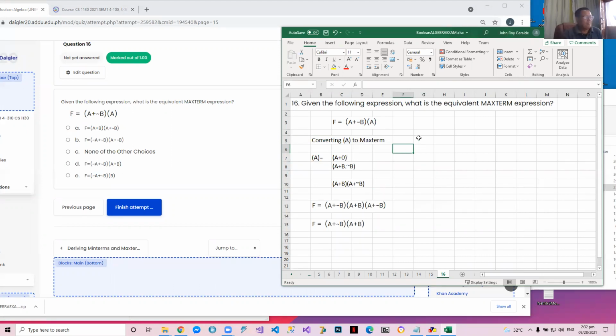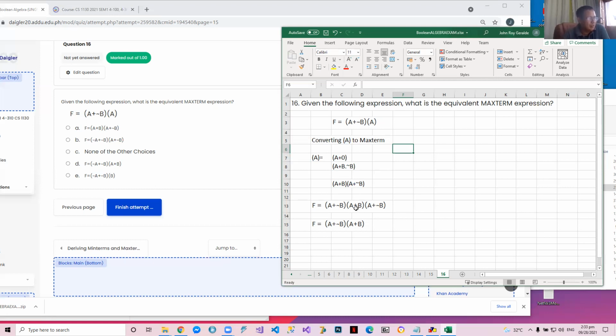Okay, ganito, no? A plus not B is a max term, but A is not a max term. So to convert that to a max term, we add it with zero. And we add B and not B because we know that B and not B is a zero, right? And obviously, in Boolean algebra, we can distribute addition. Remember that, no? However, we don't do that in normal algebra.